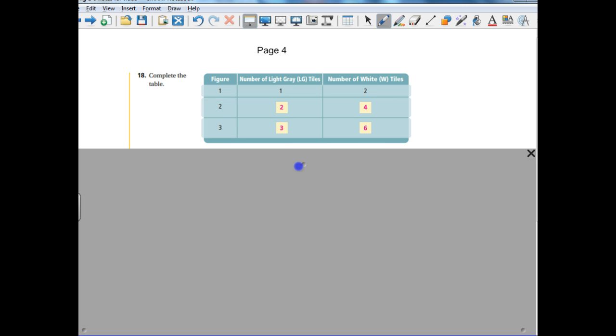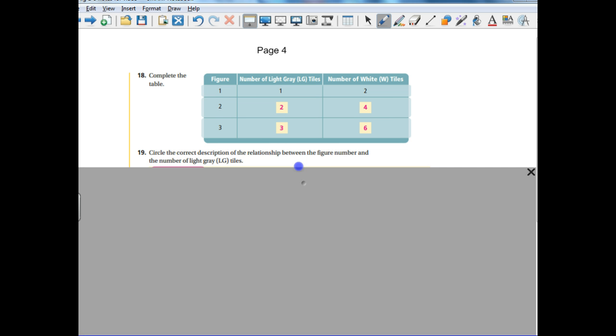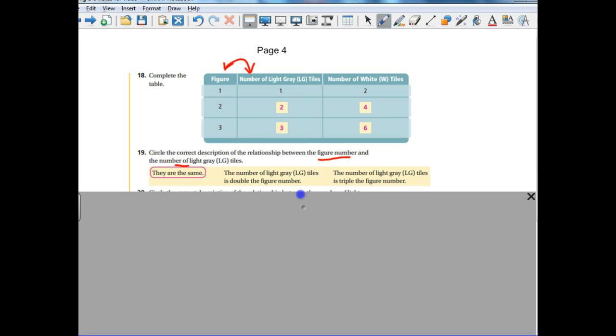Okay, so based on the patterns we're seeing there, it says circle the correct description of the relationship between the figure number and the number of light gray tiles. So they're asking you what's the relationship between these two things here. And it should be fairly obvious that they are the same. So you're going to circle that first one and cross off those two there.